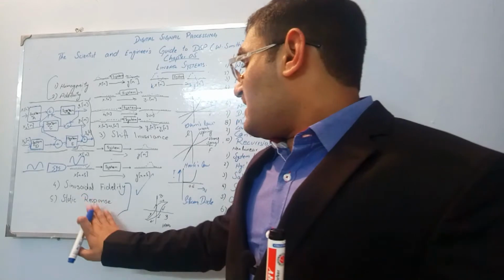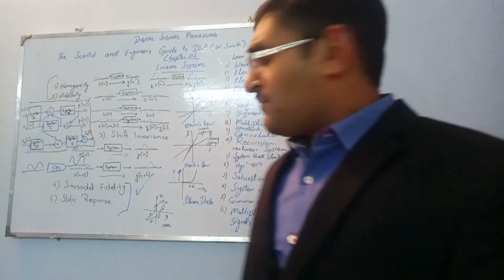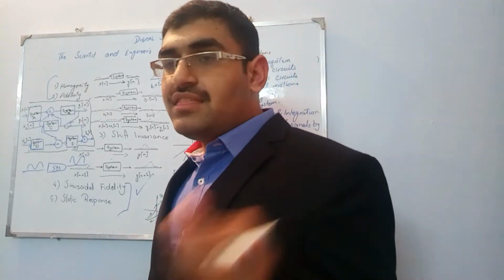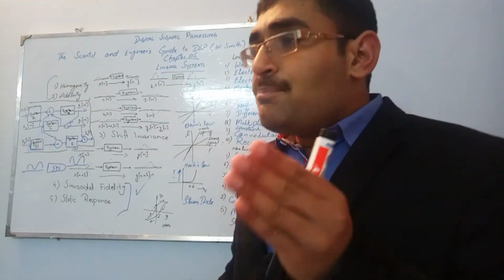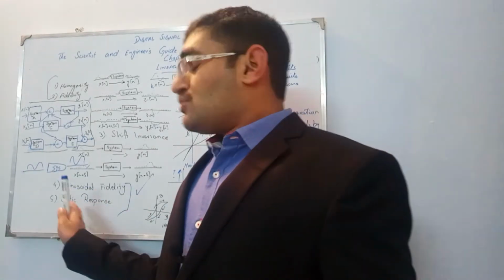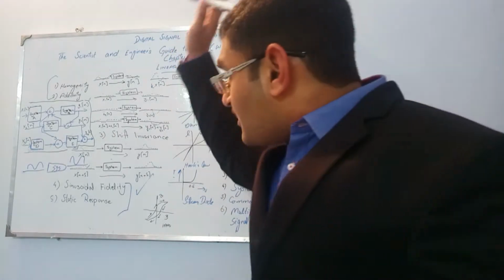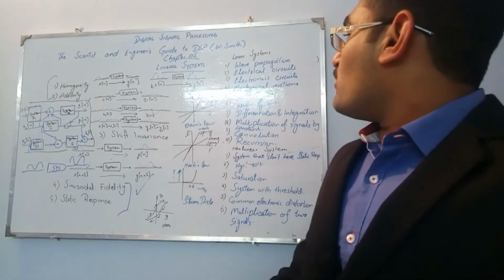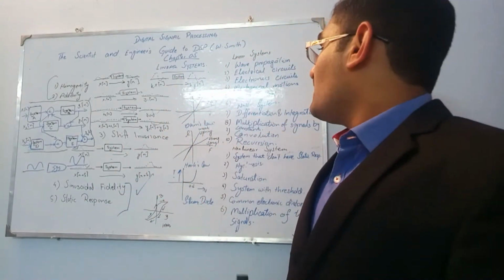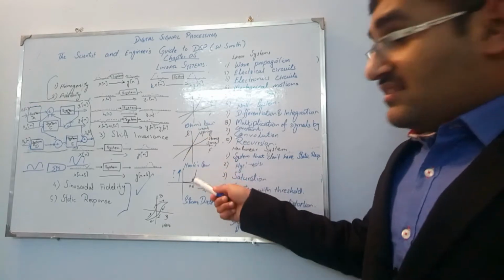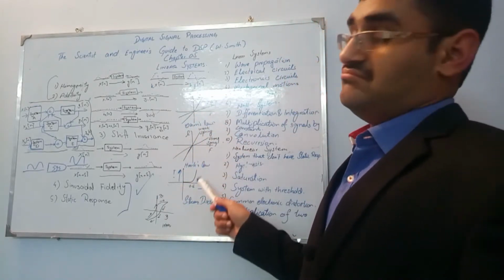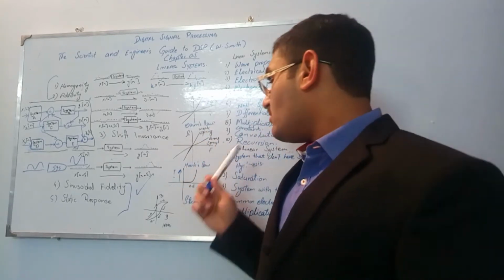The next thing is static response. Static response states that the output is the input multiplied by a constant. So if a system follows all these properties, then the system is said to be a linear system. I have some examples to tell you whether the system is linear or not.